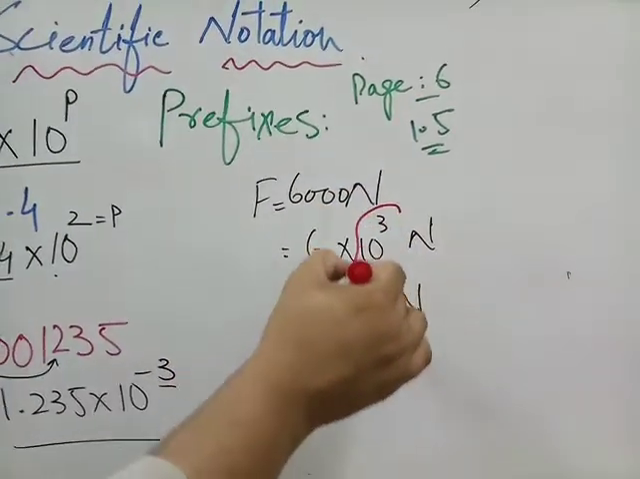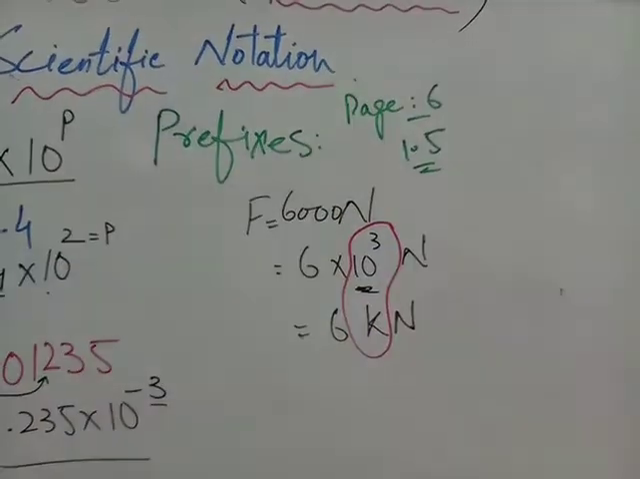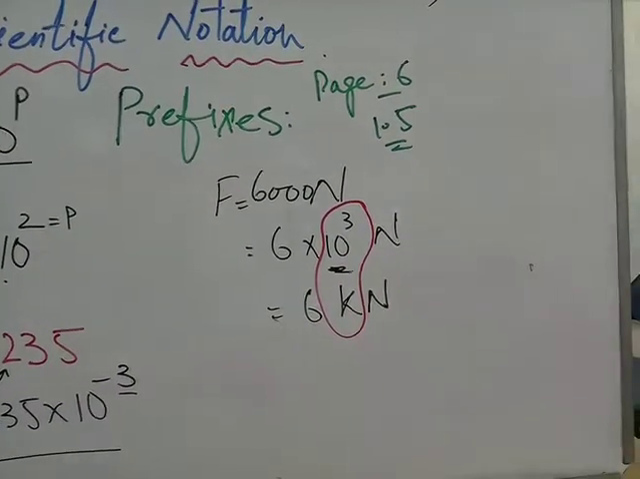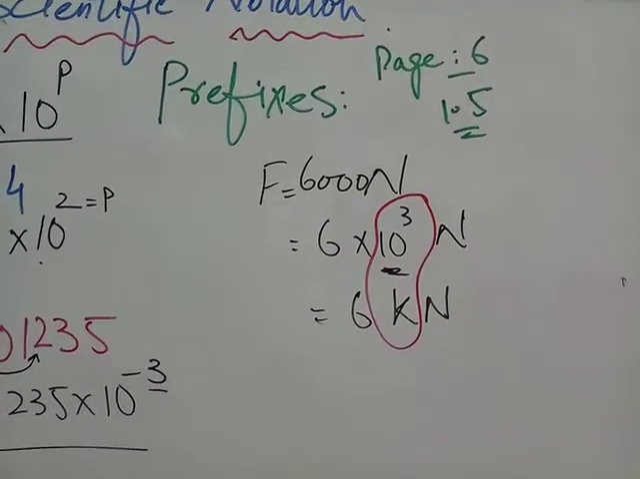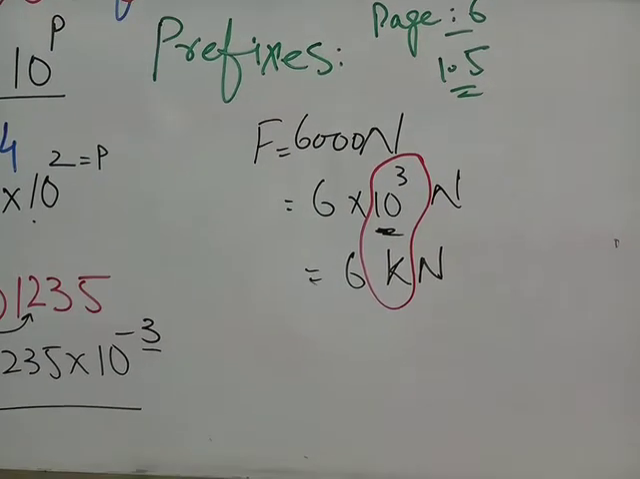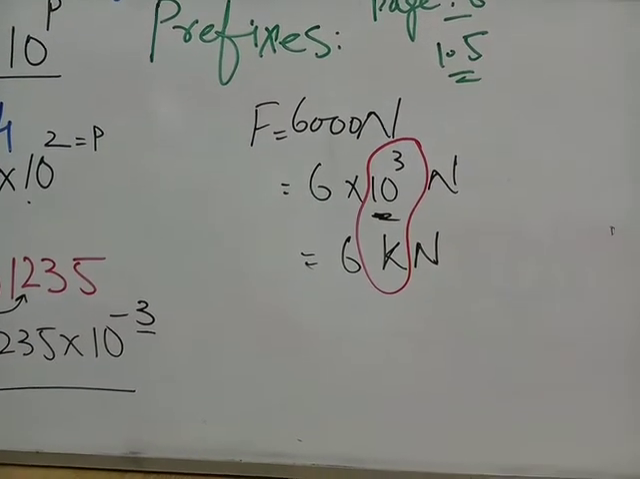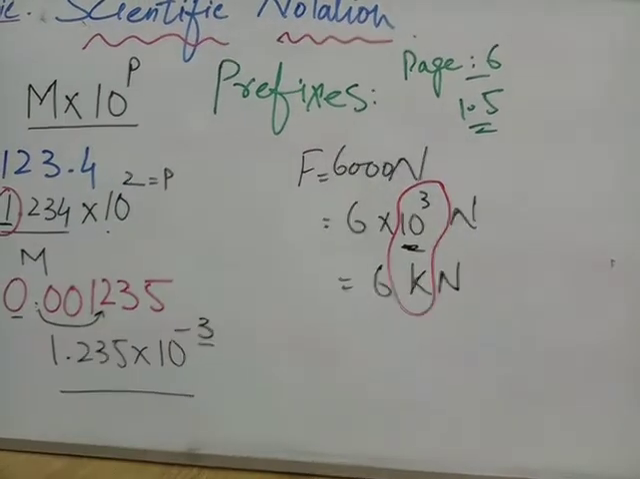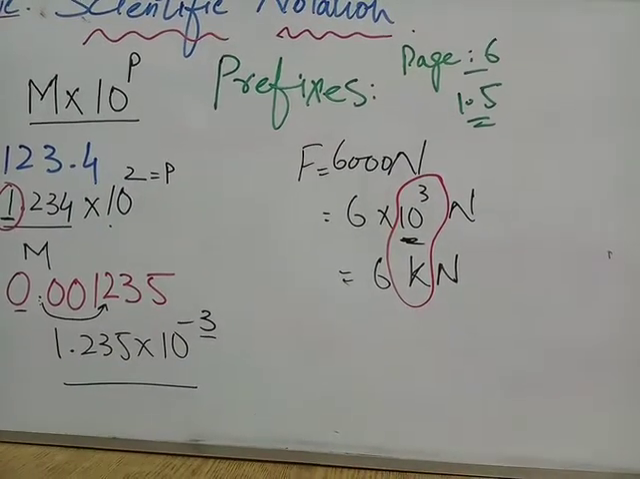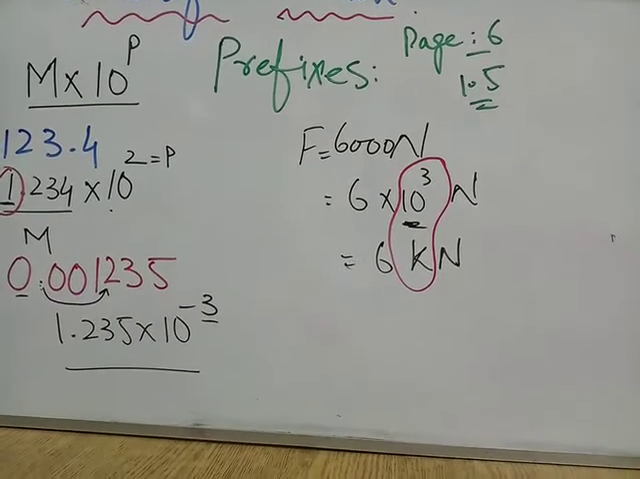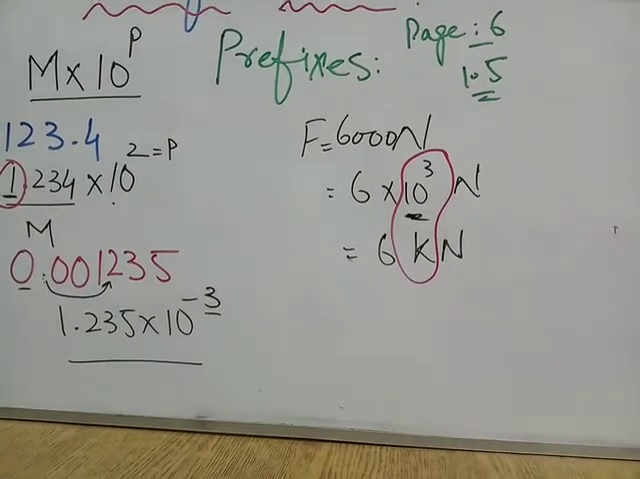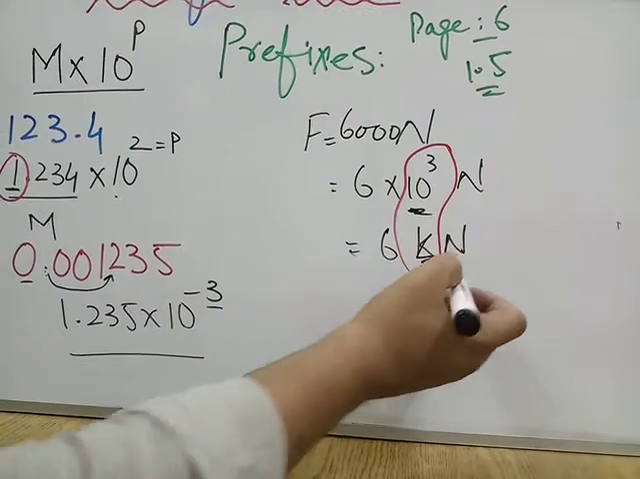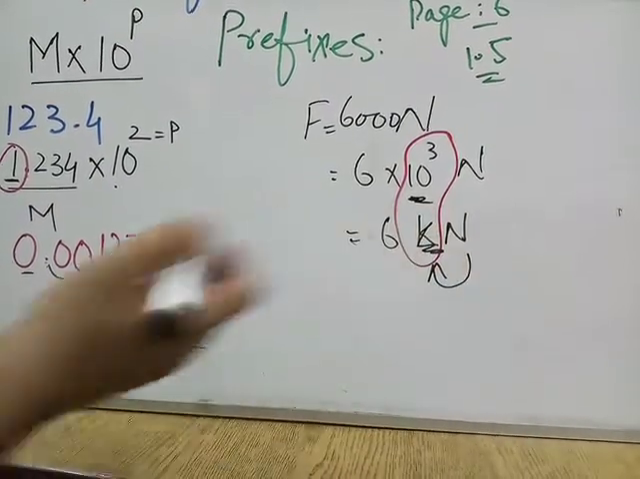10 raised to power 3 is a power of 10, and for that value we use the prefix k, which is kilo. So this is a small topic. You can see table 1.5, which gives many examples of prefixes. A prefix is any letter or word which is used before SI units.